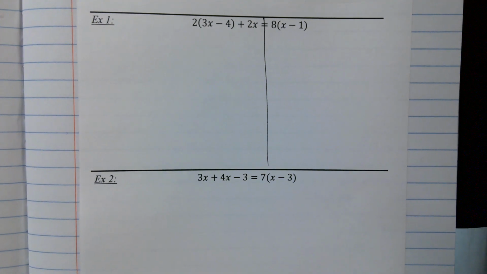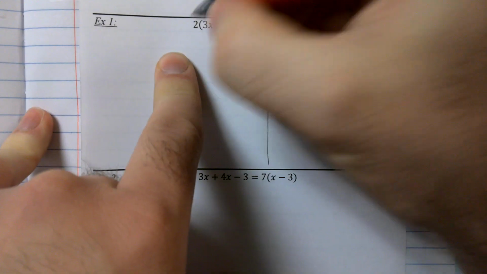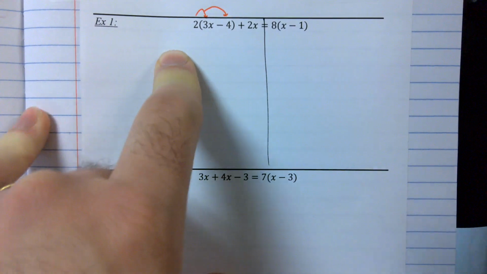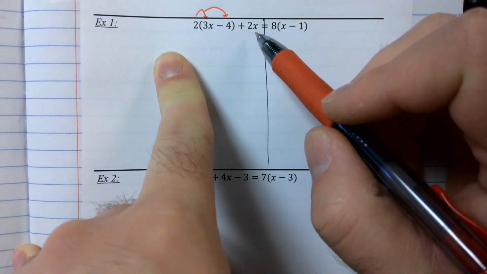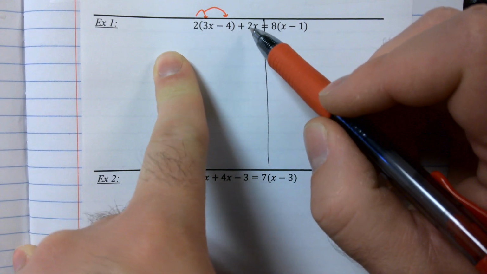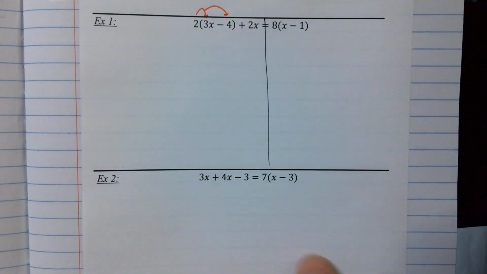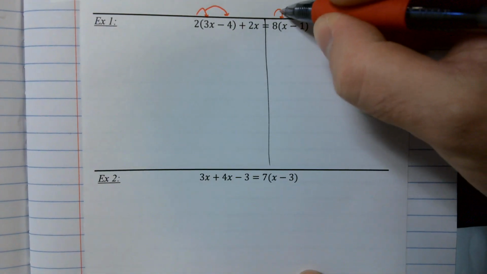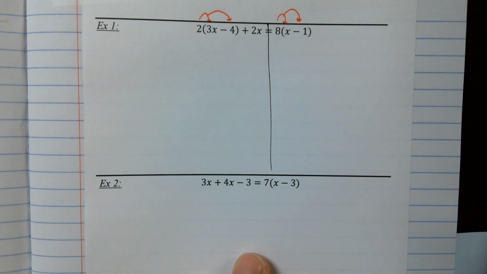What's the first thing I need to do with number one? Distribute. Thank you, sir. We're going to distribute the 2. Are we going to distribute it to this plus 2x over here? Do I want to multiply that 2 by the 2x, guys? No, because it's not in the parentheses. Great job. So we're going to leave that 2x alone. We're also going to distribute that 8 on the right-hand side.